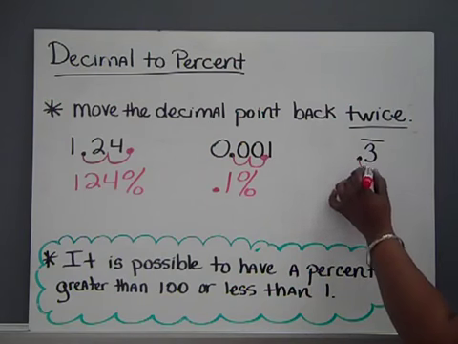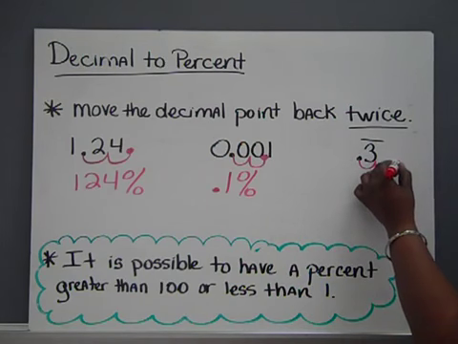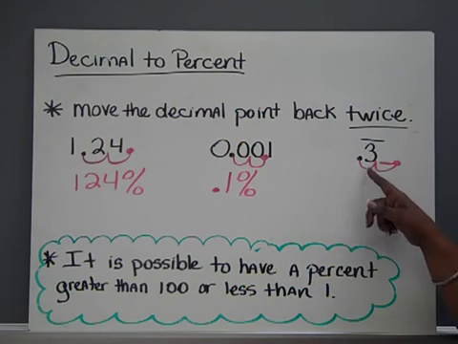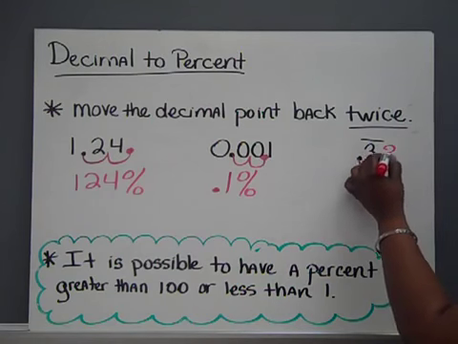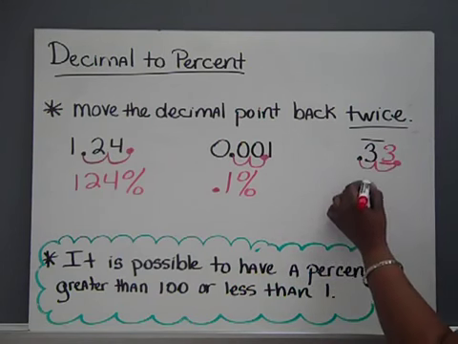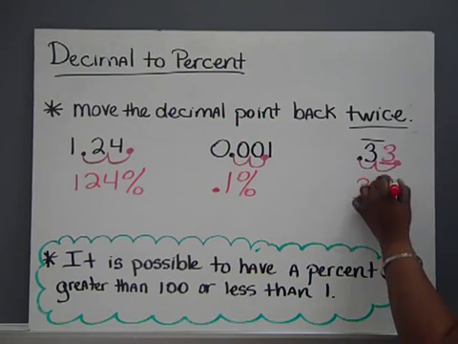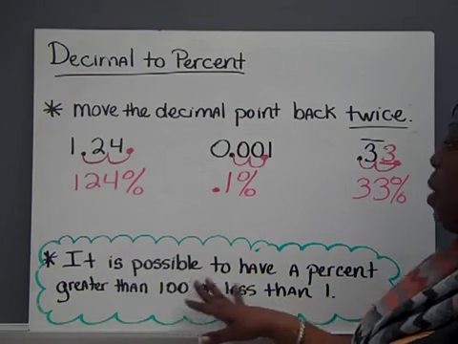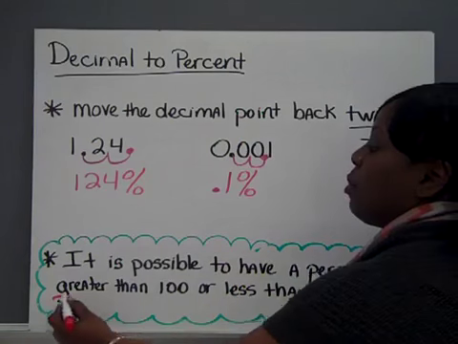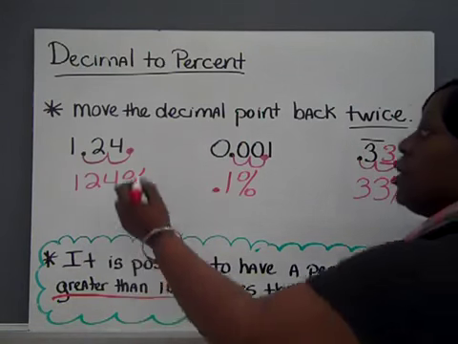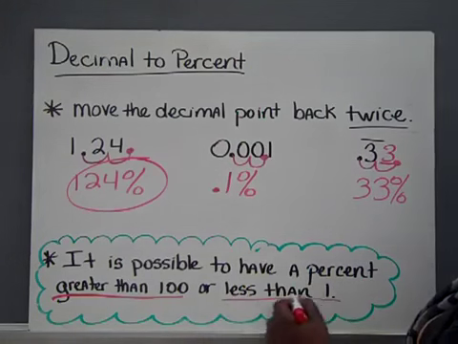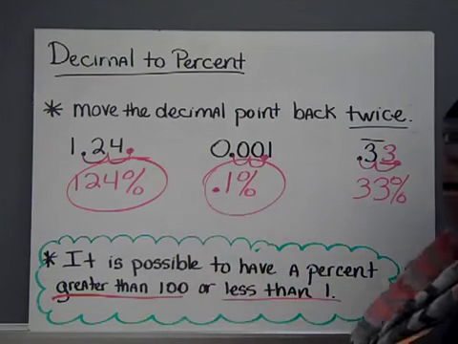Still the same process. You're going to move the decimal point back twice. However, the difference is instead of adding a 0 for your placeholder, you must remember that the 3 is what's repeating. So you add a 3. So 0.3 repeating is equivalent to about 33%. It is possible to have a percent that will be greater than 100, such as 124%, and also less than 1, such as 0.1%.